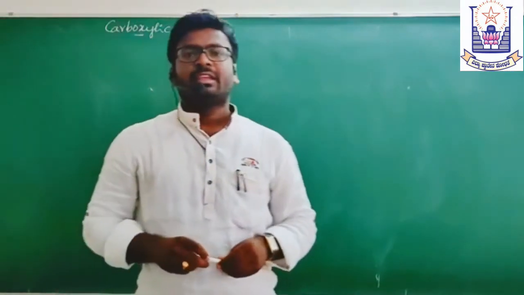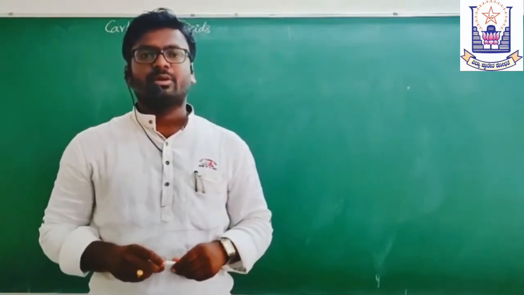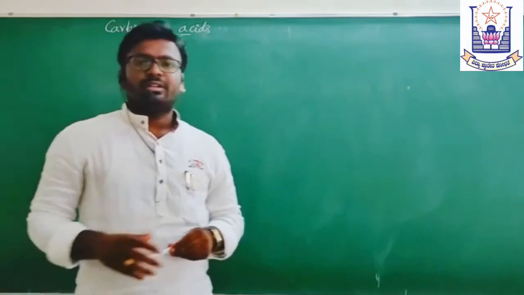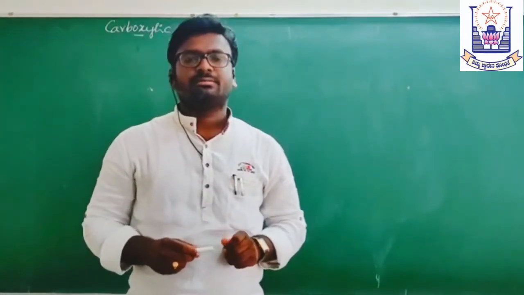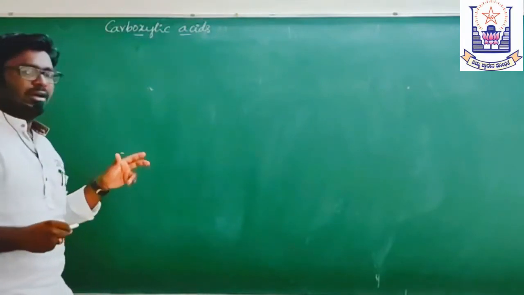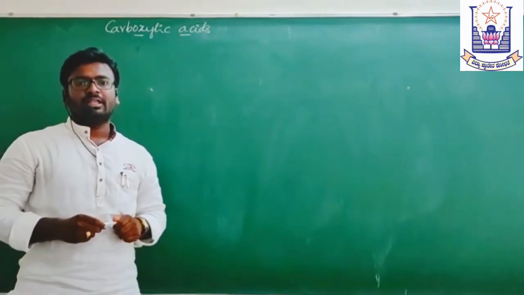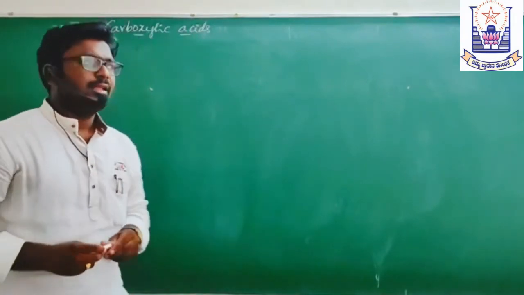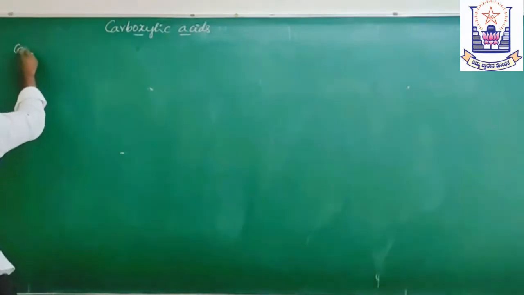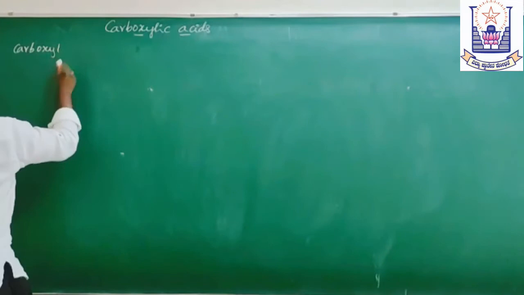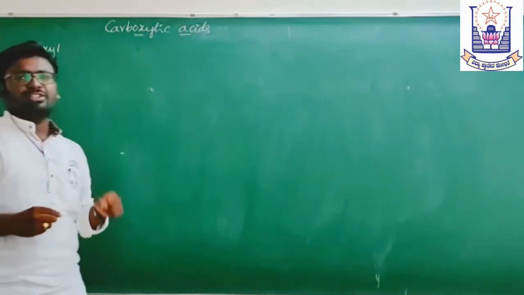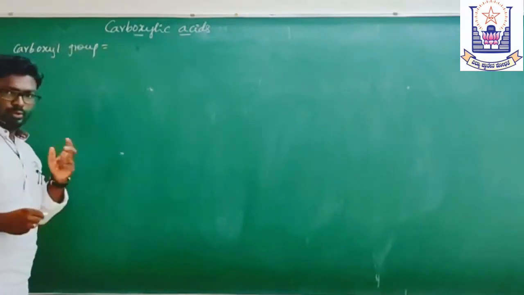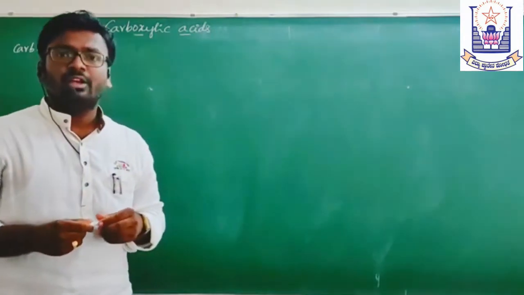Dear students, in the present class, we shall discuss the carboxylic acids. What are these carboxylic acids? Carboxylic acids are the organic compounds containing the carboxyl group. What is that carboxyl group? Carboxyl is derived from two functional groups, or it is a combination of two functional groups.